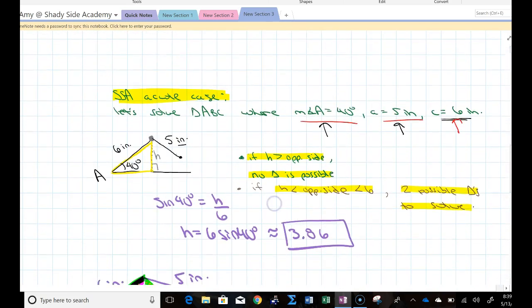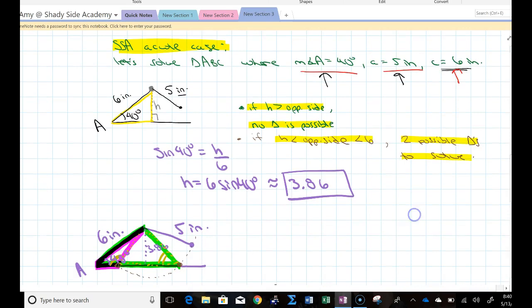I have the case where the opposite side is between the side adjacent and the height, and I have the case where the height is bigger than the opposite side. Do you think I'm missing anything? Do you think I'm missing any possibilities?